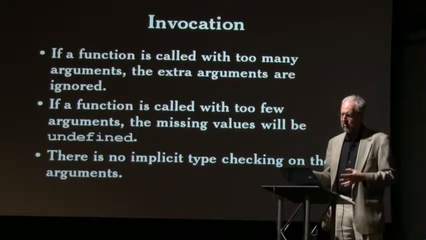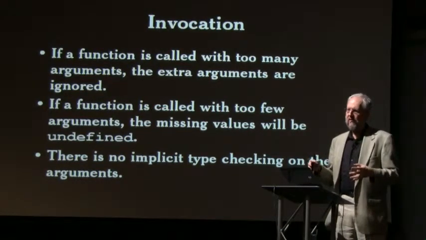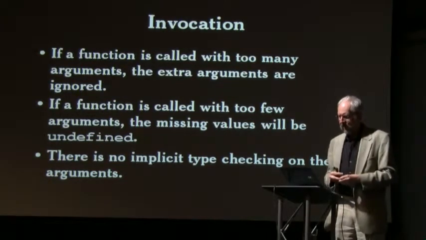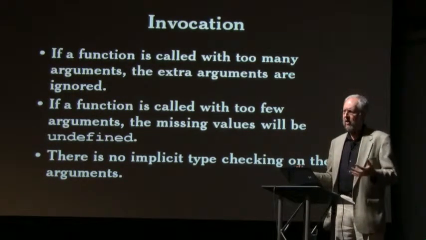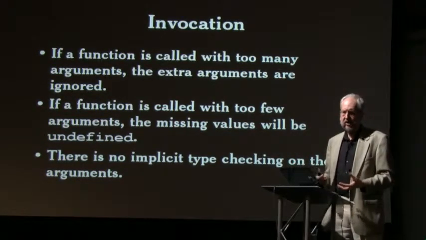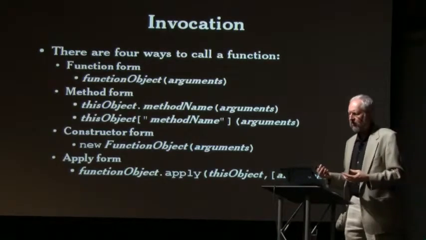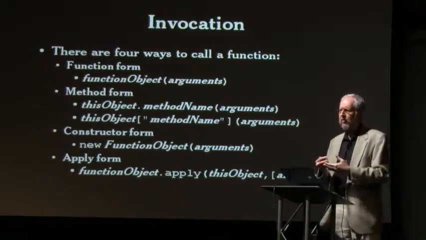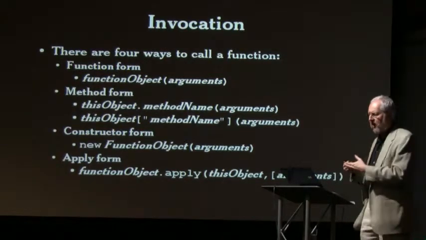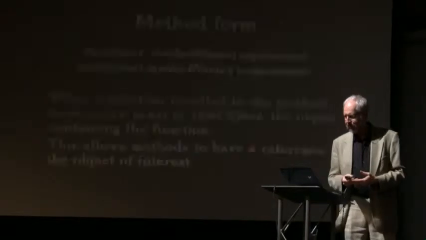If a function is called with too few arguments, that's not an error either. It will fill in undefined for any things that you did not include. And there's no implicit type checking at all. So if the types of the parameters are important to you, you need to check them yourself within your function. There are 4 ways to call a function: the function form, the method form, the constructor form, and the apply form. And they differ in what they do with this.